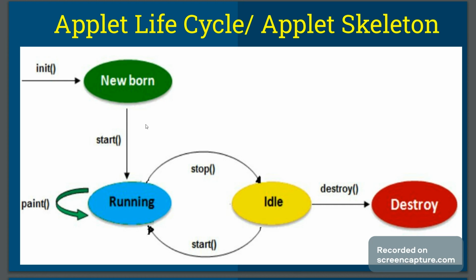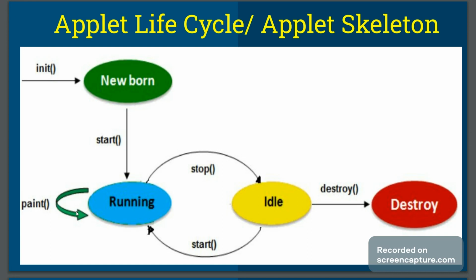So when we create the applet, it is in the newborn state. At that time, the init method is called. When the applet is in the newborn state, we can have all the initial settings in the init method that we want to set up. Once the applet is in newborn state, we can call the start method to load the applet. Once the applet is loaded and it is running, the paint method will execute.